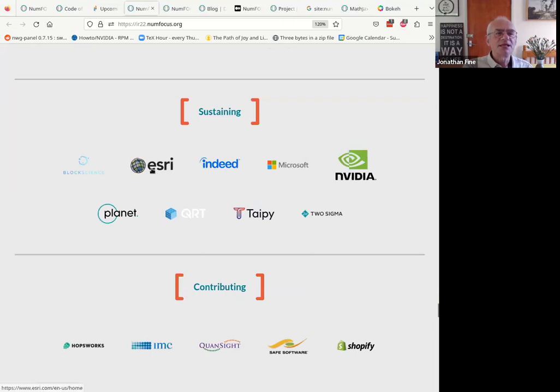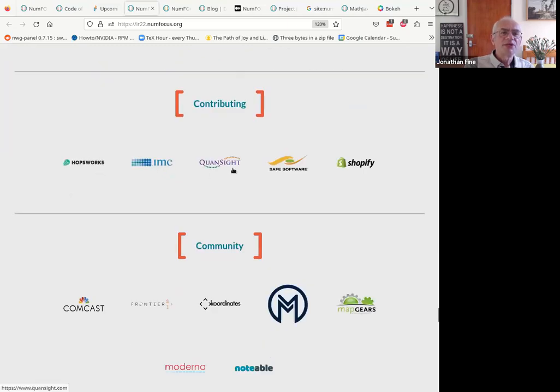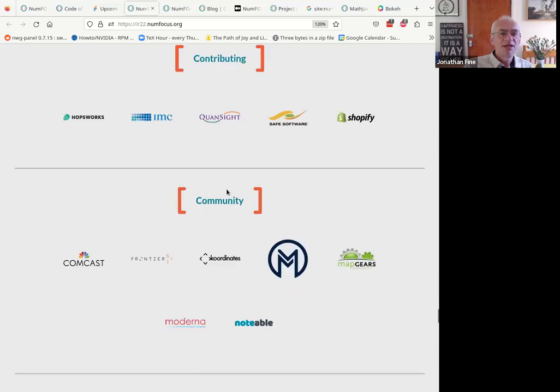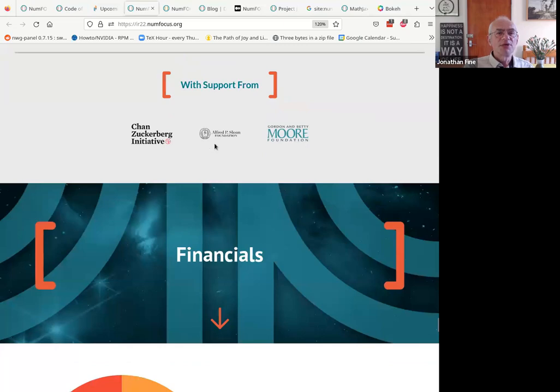Sustaining, ESR, European Science Research Institute, perhaps. Microsoft, NVIDIA. Two Sigma, Taipei, I don't know who they are, but I bet they're Python. QRT, I don't know. And then we've got Hopworks, IMC, Quansight, Safe Software, Shopify, Coordinates, MapGears, Notable, Moderna, Chan Zuckerberg, Alfred P. Sloan, Gordon Moore. Alfred P. Sloan is a big philanthropic organization that is known for giving Sloan fellowships for scholarship for a long time.